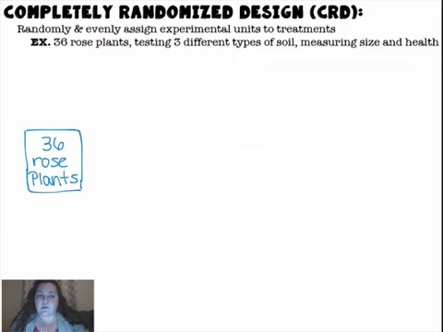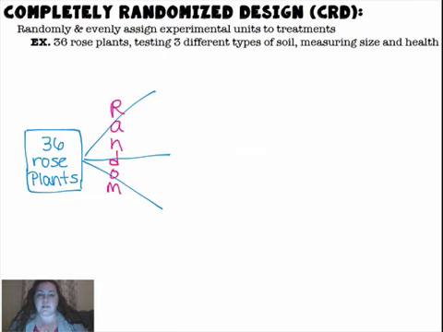Alright, so we're going to get into different experimental designs. So we have a completely randomized design. Randomly and evenly assign experimental units to treatments. So our example, 36 rose plants. We're testing 3 different types of soil, and we're measuring the size and health of the plants. So I'm starting with 36 rose plants, and we're going to make kind of like a tree design, tree diagrams. Alright, so 36 rose plants, and I'm breaking it up into 3 different types of soil.